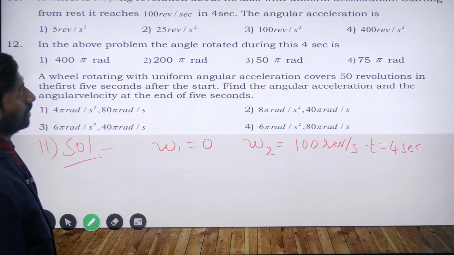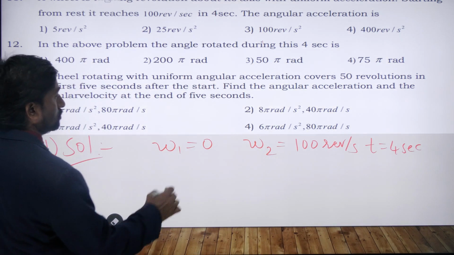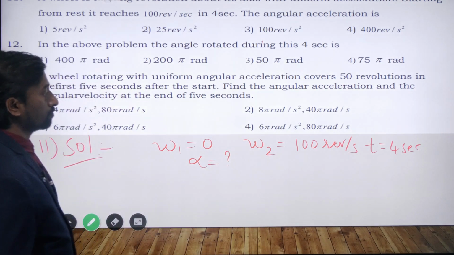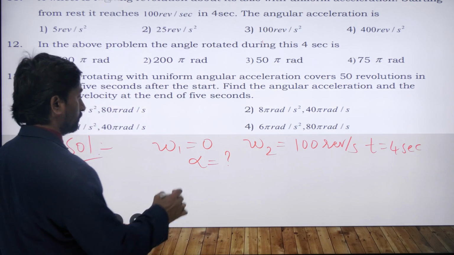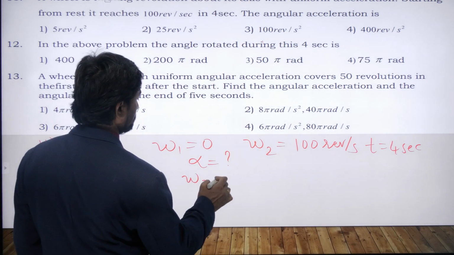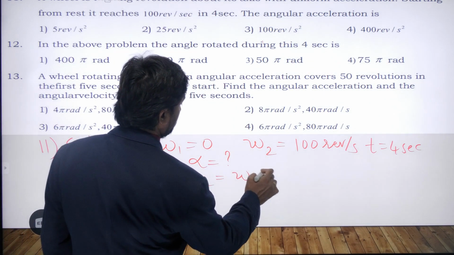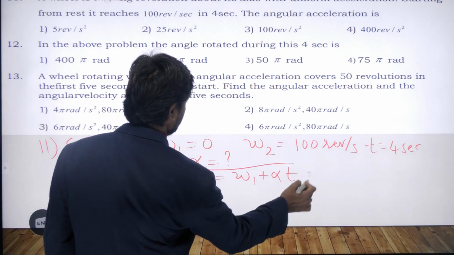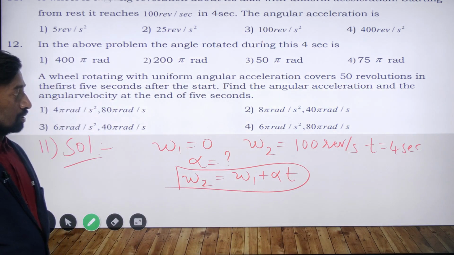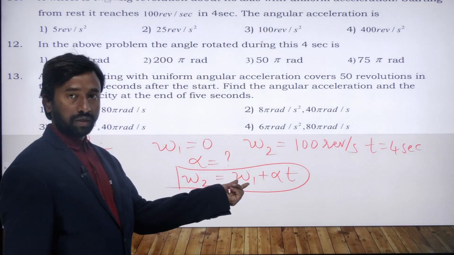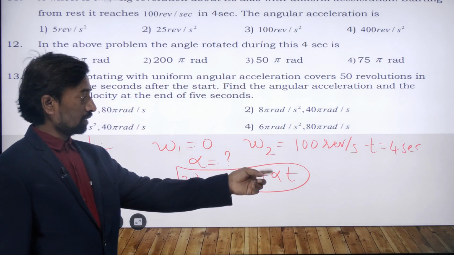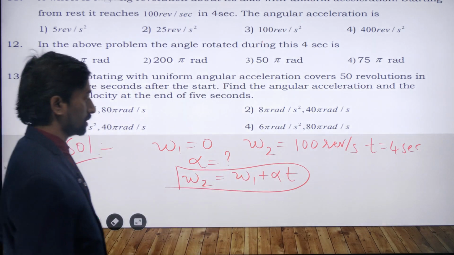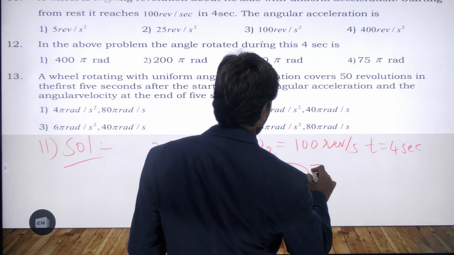Now they are asking for angular acceleration, alpha. What is alpha here? We know the formula, the first equation of motion: omega 2 is equal to omega 1 plus alpha t. This is our first formula. Omega 2 is given, omega 1 is given, and the alpha value we should find out. The t value is given. Now substitute in this formula.